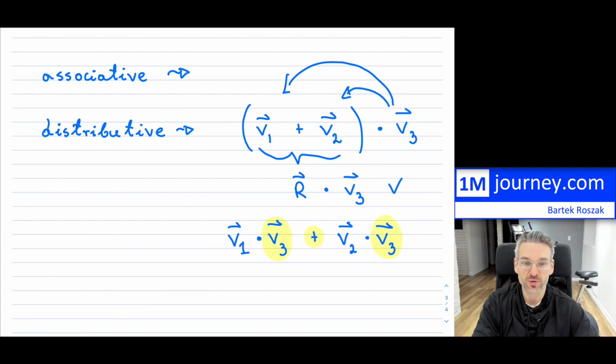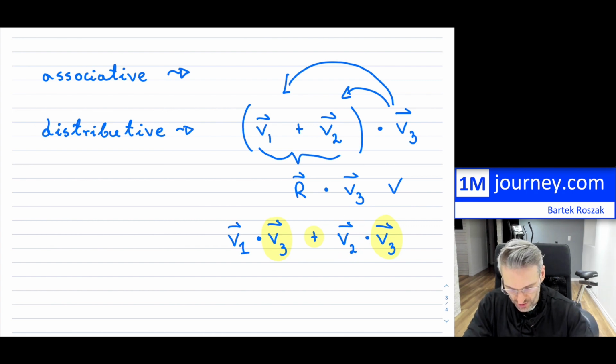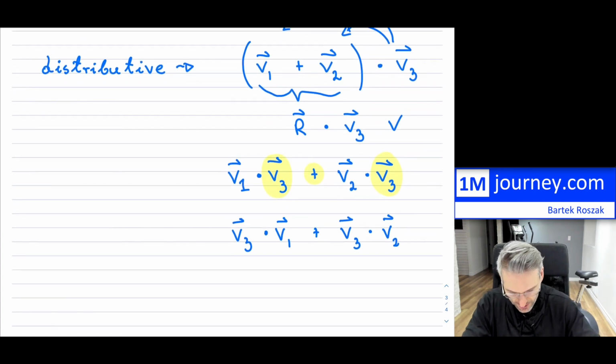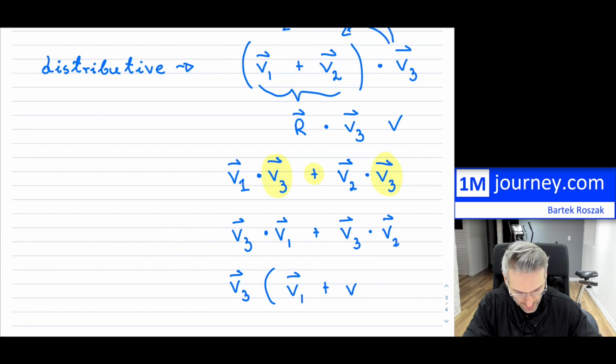Now, because of the commutative property, you can switch the v3 and the v1, and the v2 and the v3. So you can switch this with this. This will be first, this will be second, and then you can switch v2 and v3. And what you will find is you're going to get v3 dotted with v1 plus v3 dotted with v2. And of course, now you can factor that out just as you distribute it out. And so notice this is what we're going to get.